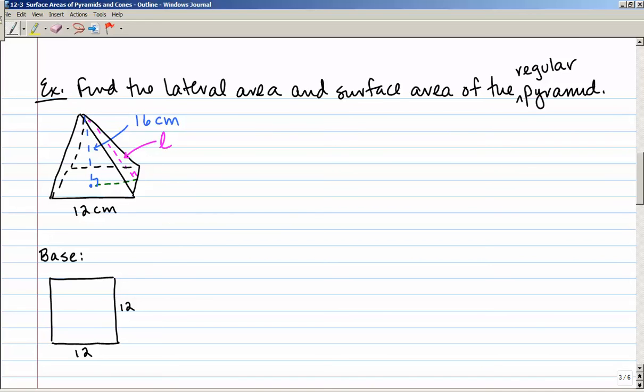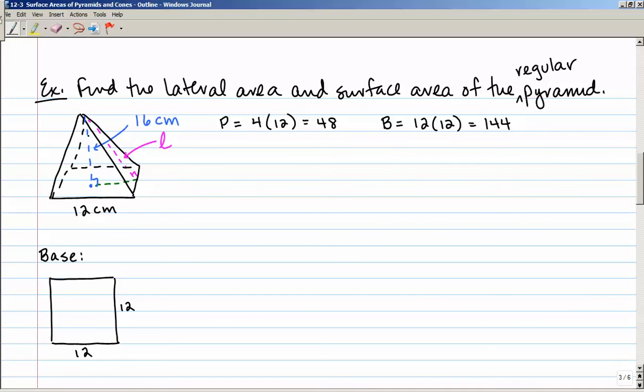So the two things that I need to know about this: first of all, I need to know the perimeter of my base. So that's going to be 4 times 12, which is 48. The other thing I'm going to need to know is the area of the base. Remember, area of the base is capital B, and that's going to be 12 times 12, or 144. The other thing I need to find is the slant height.